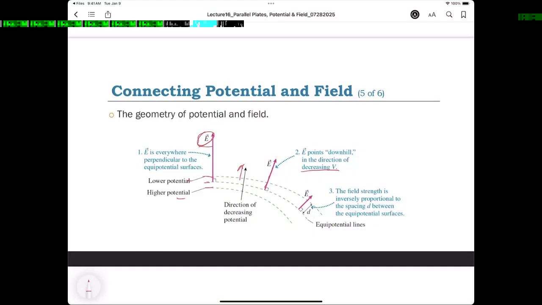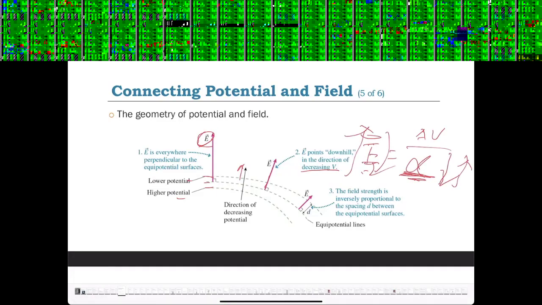And the field strength is inversely proportional to the space d between the potential surfaces. You can see here, because E equals what? Delta V divided by d, which means the field strength is inversely proportional to the space d between the potential surfaces. That makes sense to you, because if you decrease d, E will increase, and if you increase d, E will decrease. Okay, and let's talk about one question.